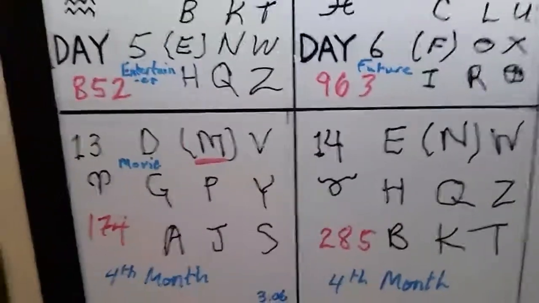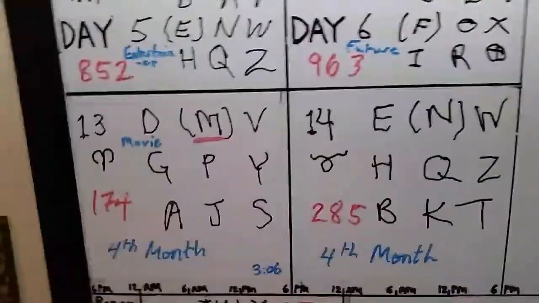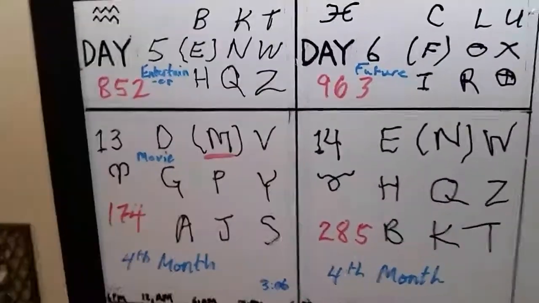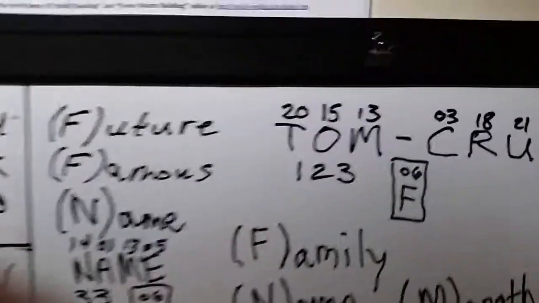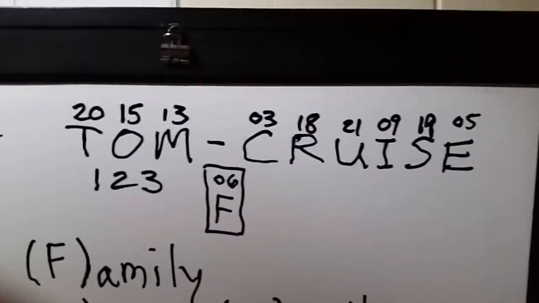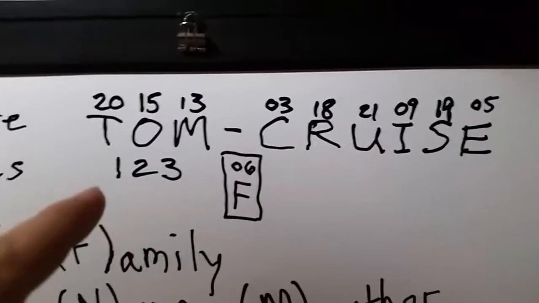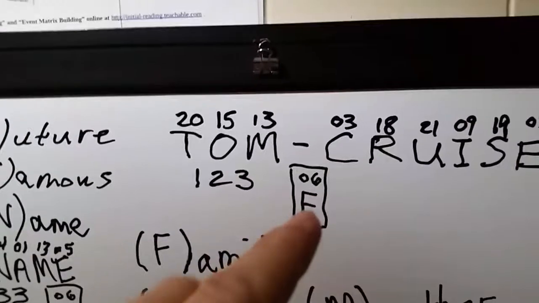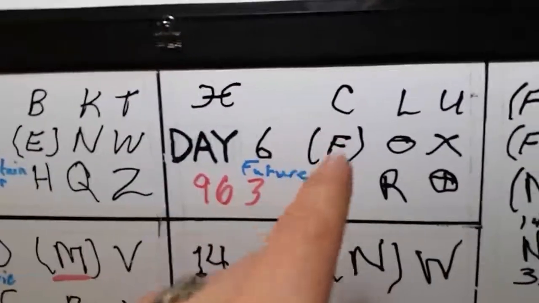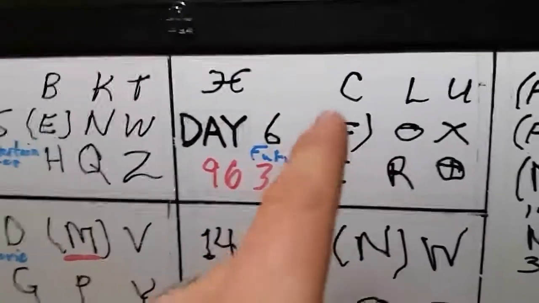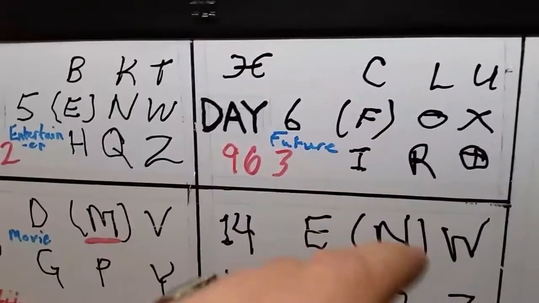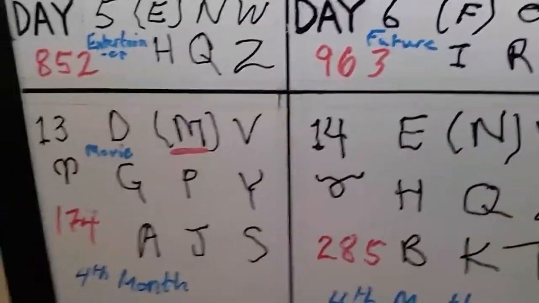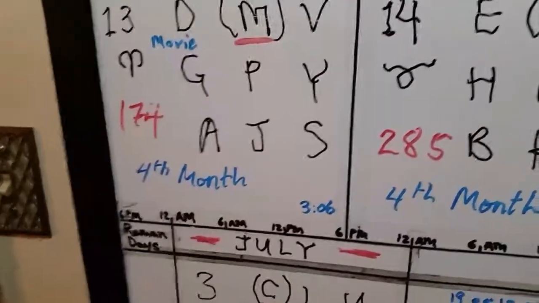Okay? So now we also can take a look here. When I add up Tom Cruise, it equals 123. 1 plus 2 plus 3 is 6. That's F. So F is for future famous name, Tom Cruise. You see how the bracketed letters show what's going on there?